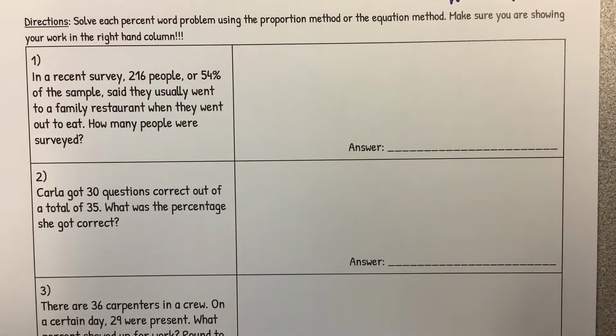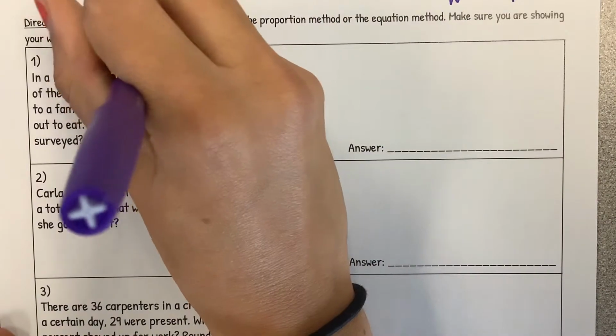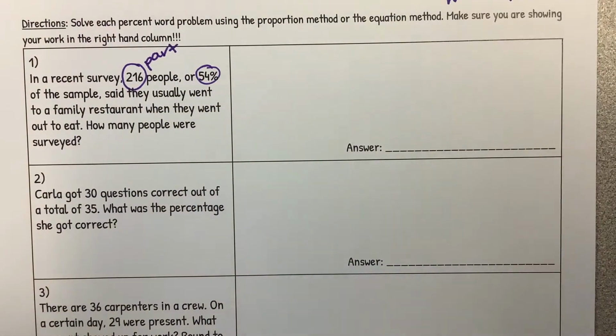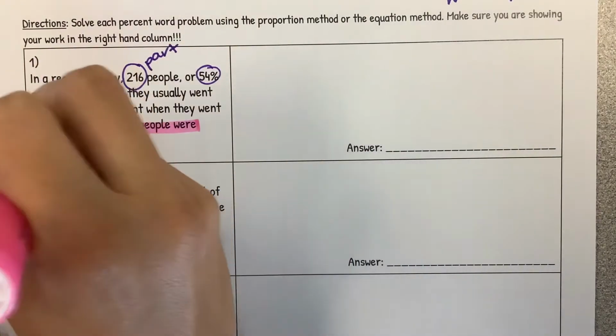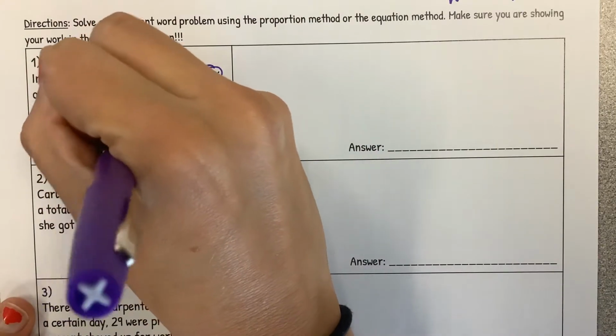In a recent survey, 216 people, or 54% of the sample, said they usually went to a family restaurant when they went out to eat. How many people were surveyed? So 216 people, or 54% of the sample. This 216 is representing the part. And the question is asking us how many people were surveyed. So the question is asking for the whole, or the total.